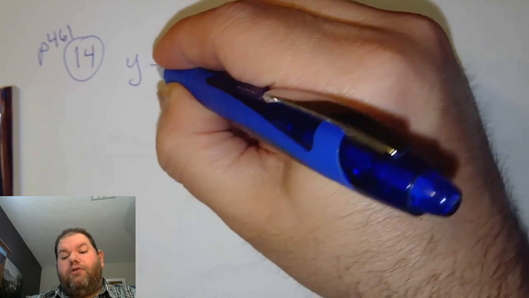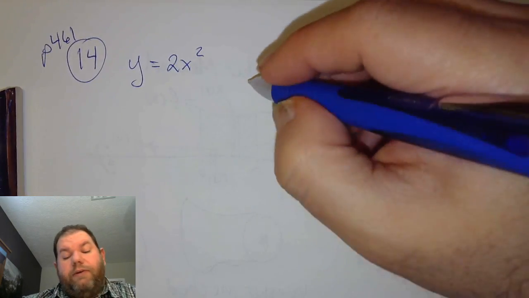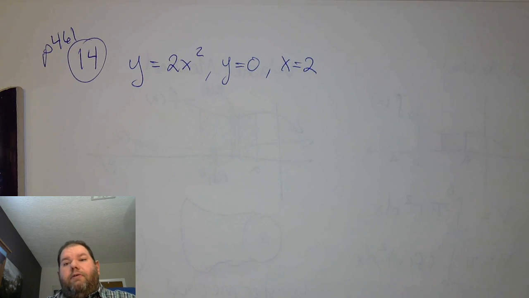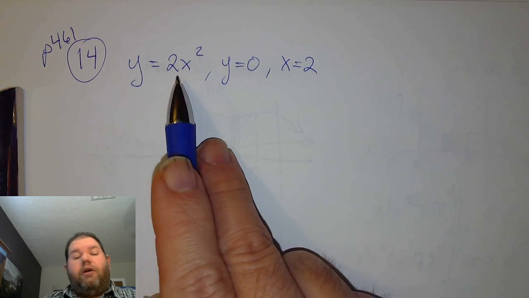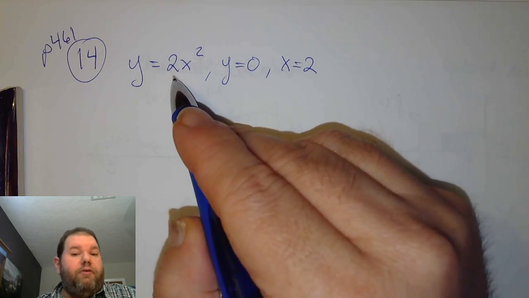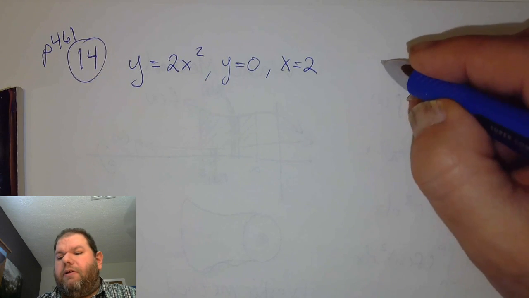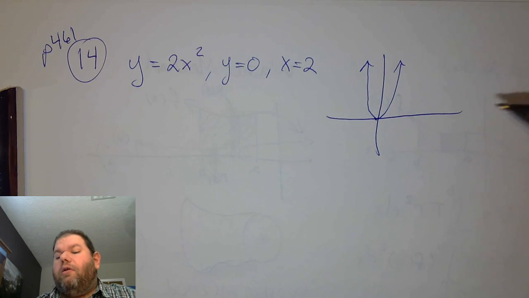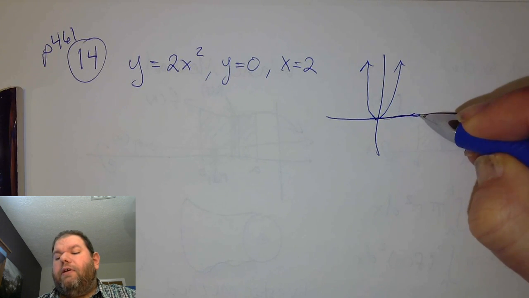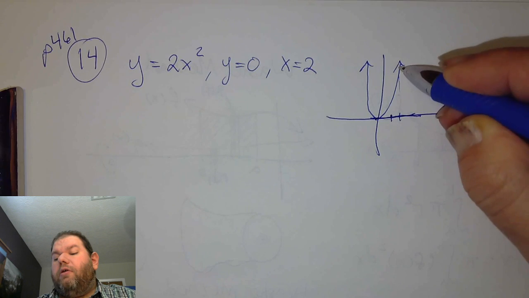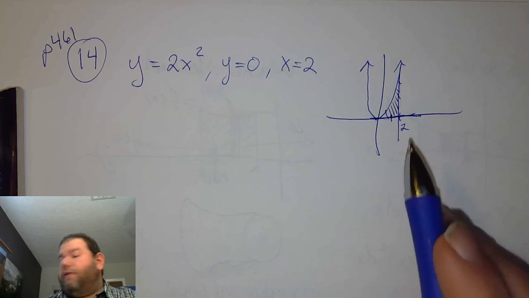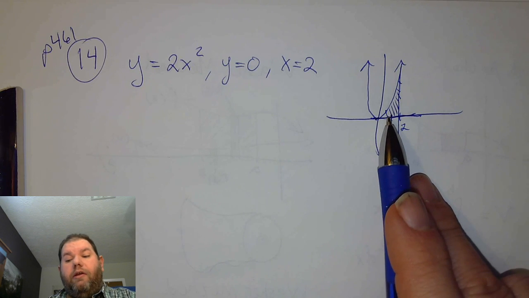Now in 14, we're given the functions y equals 2x squared, y equals 0, and x equals 2. And so first thing we want to do is identify where the shaded area is located. So y equals 2x squared is just our basic parabola, although with the extra factor of 2 means it's stretched vertically a little bit. We have y equals 0, which is our horizontal axis, and x equals 2, which is a vertical line through x equals 2, and so that completely encloses this region. So we have an enclosed region here.